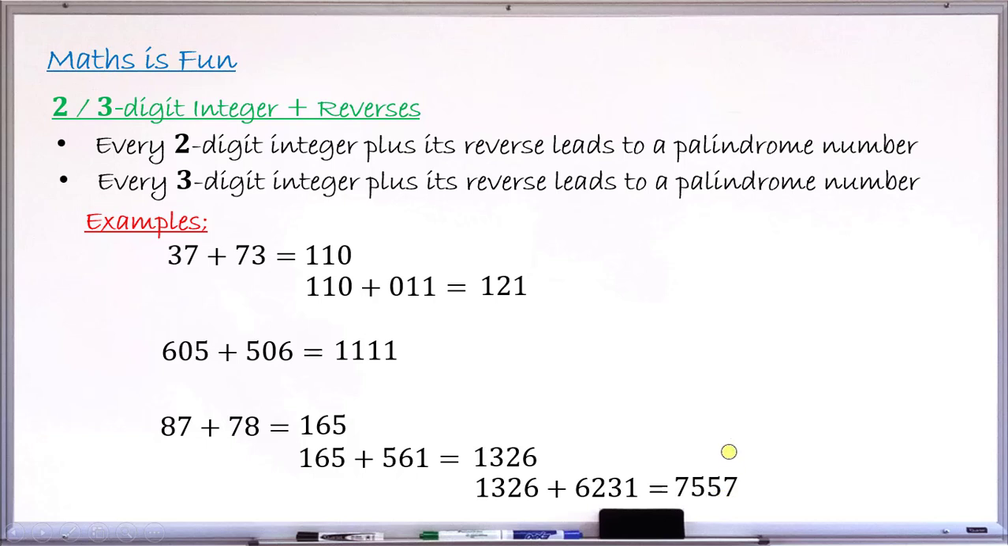So this is what happens when you take any 2 or 3 digit number and add it to its reverse. If you continue doing that, it will eventually lead you to a palindrome number. We'll see more of these amazing things in mathematics in our subsequent lessons.